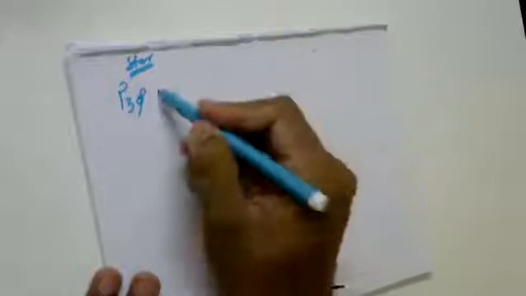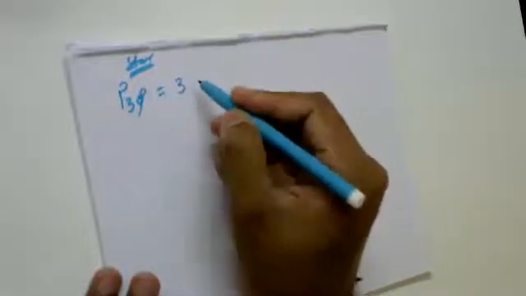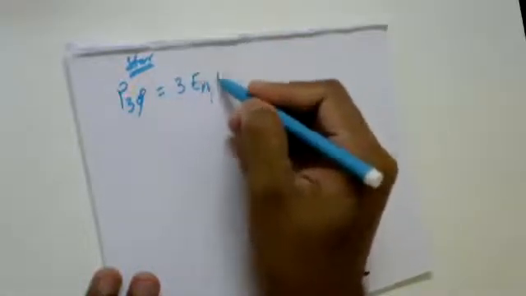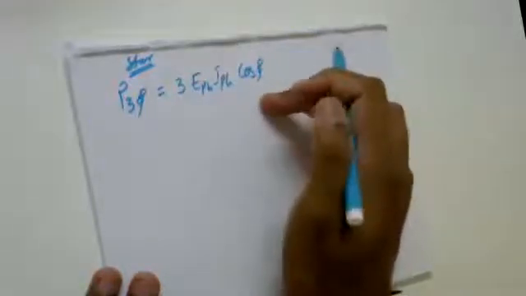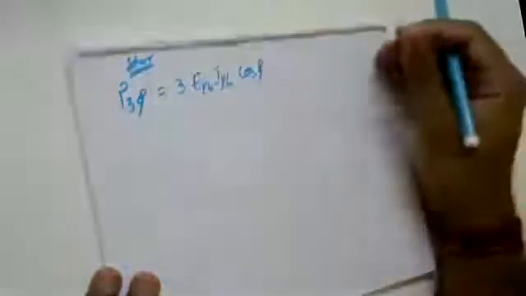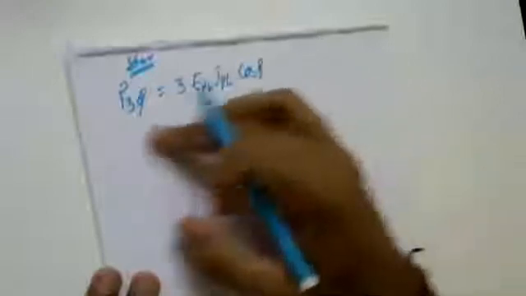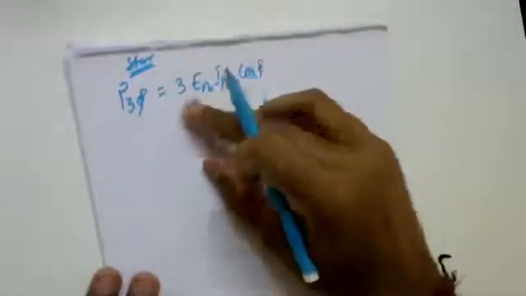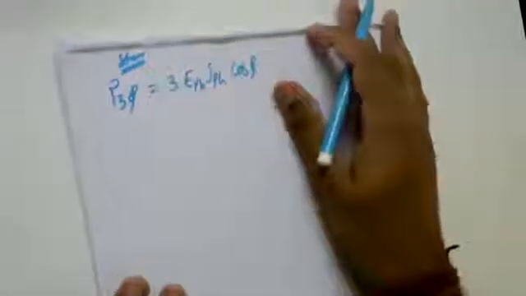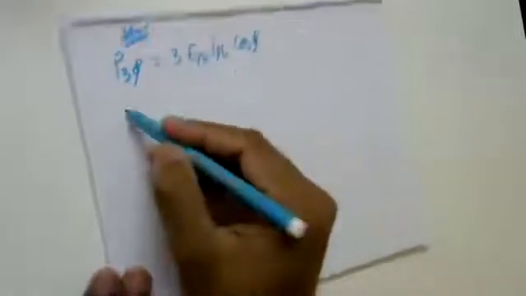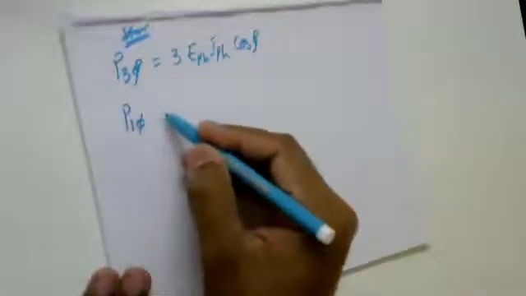The three-phase power is given by 3 into E phase into I phase into cos phi. This is the general equation, whether it is star or delta. So if you want to identify power in three-phase circuits, it is 3 into E phase into I phase into cos phi. For a simple reason: if you want to write the equation for power for the single phase, how will you write?